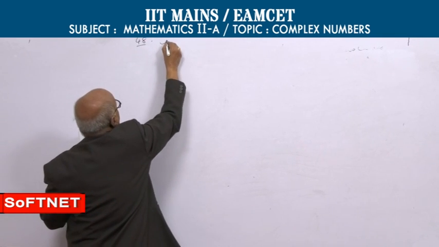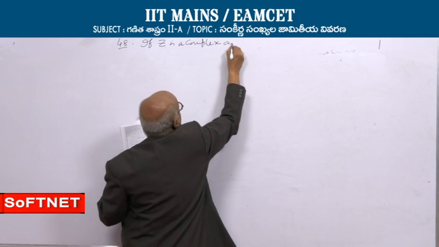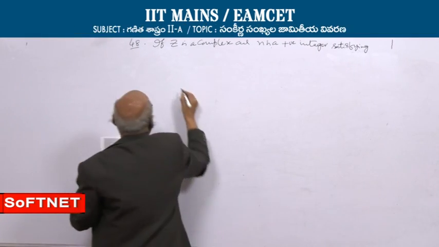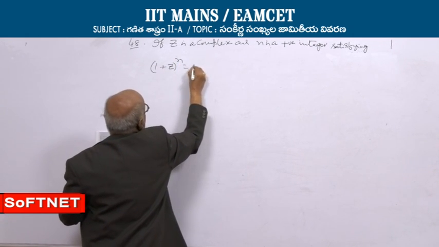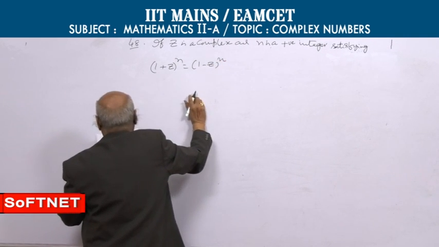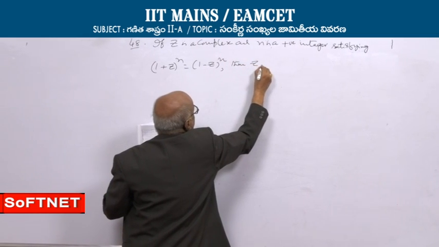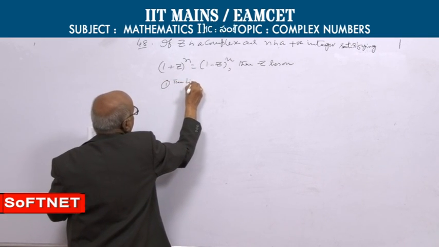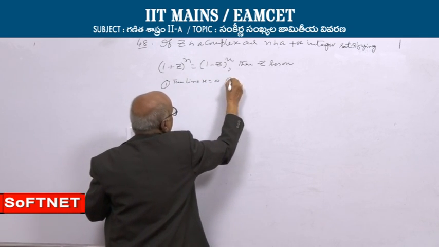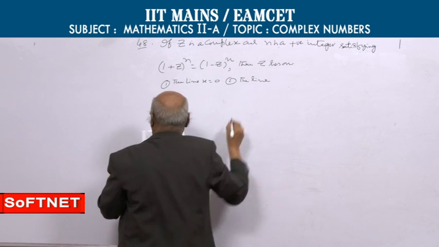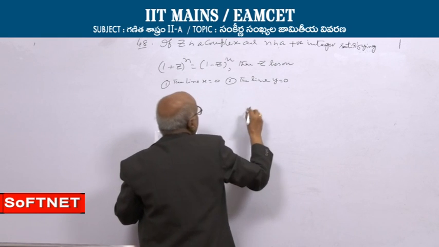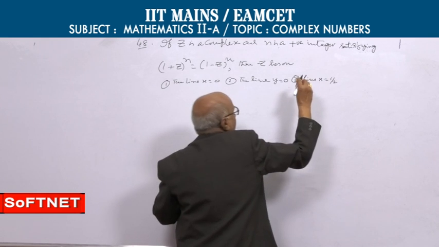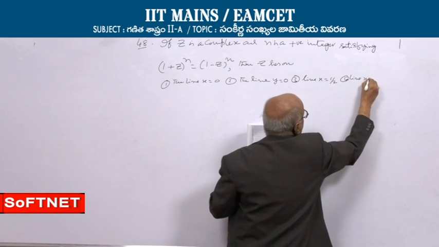48. If z is a complex number and n is a positive integer satisfying (1 plus z) whole power n is equal to (1 minus z) whole power n, then z lies on: 1, the line x is equal to 0; 2, the line y is equal to 0; 3, the line x is equal to 1 by 2; and 4, the line x is equal to minus 1 by 2.